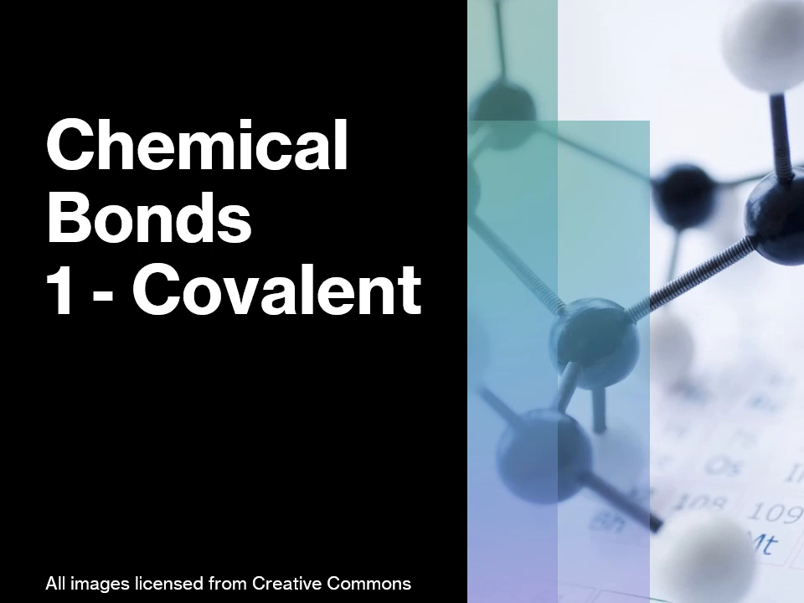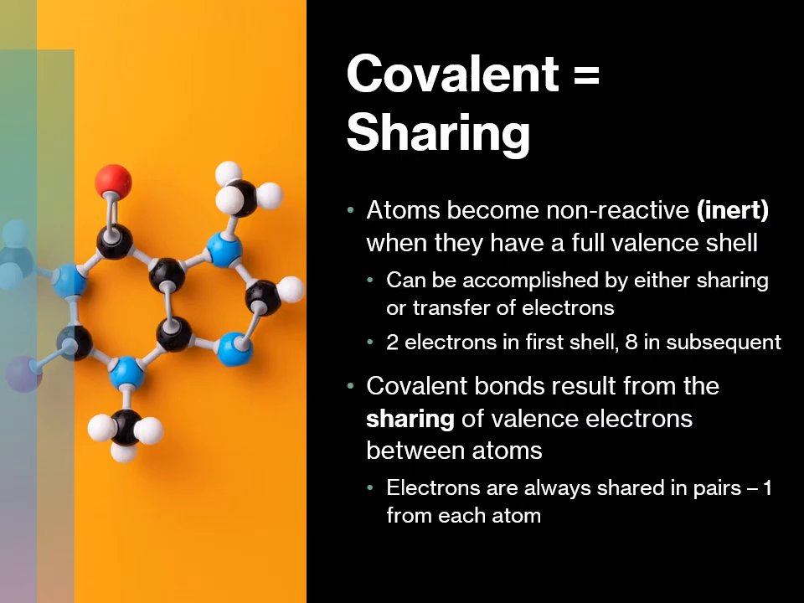Welcome to our first video on chemical bonds, and in this video we're going to talk about covalent bonds. Now, atoms will become non-reactive or inert when they have a full valence or outer electron shell. This can be accomplished either by sharing their electrons or transferring them from one atom to another.